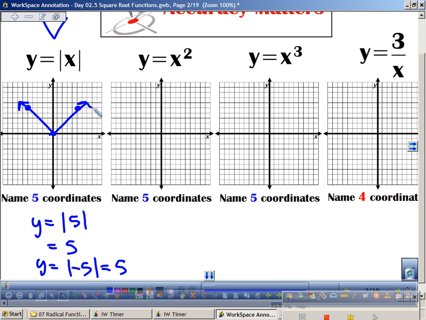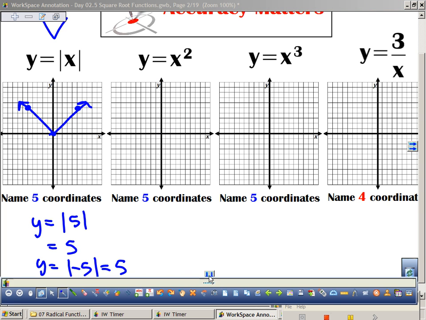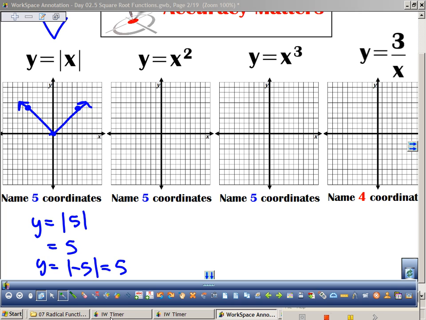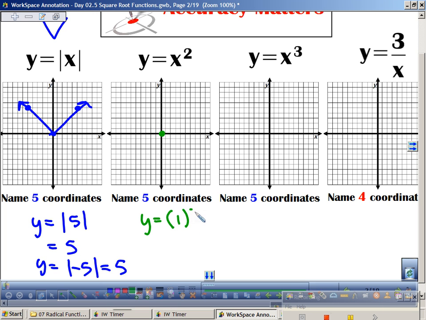The same thing goes with something that's squared. I know it's supposed to look like this, right? Let's change my color. I know it's supposed to look like that. Well, let's test it. I know it's supposed to start at my vertex, 0, 0. Let's test 1. Y equals 1 squared. 1 squared is just 1. Well, if I were symmetrical and I put negative 1 in there, I would also get 1.